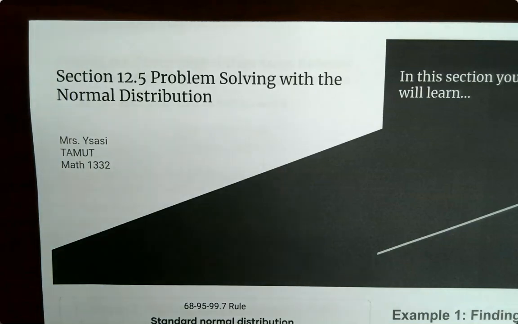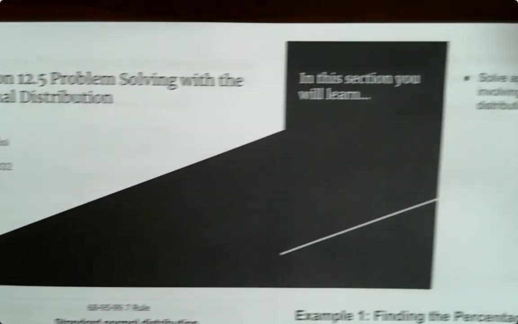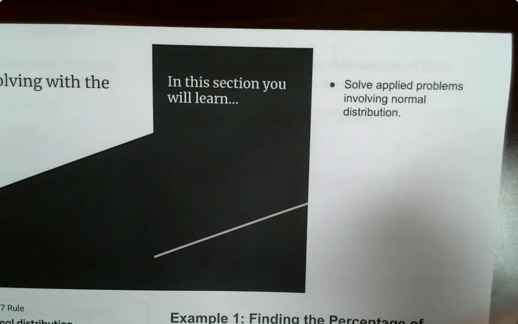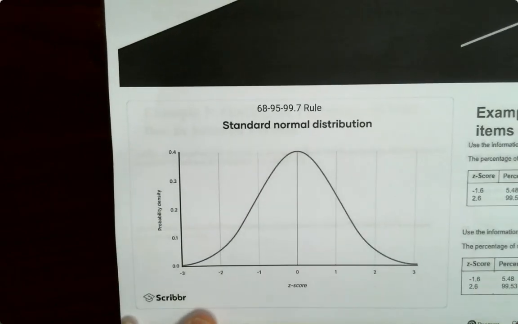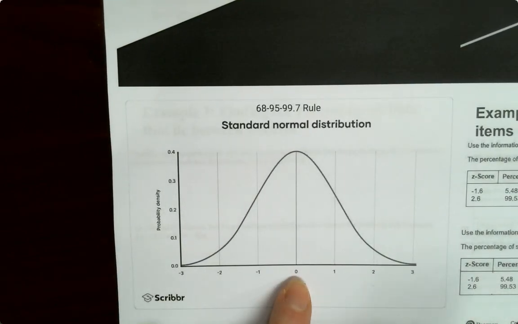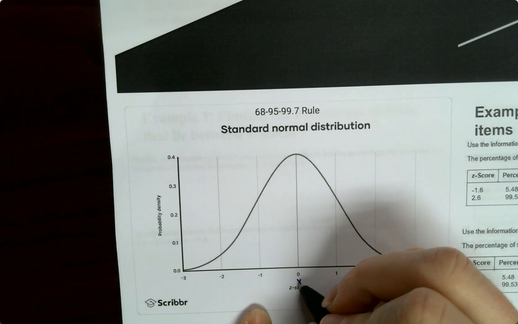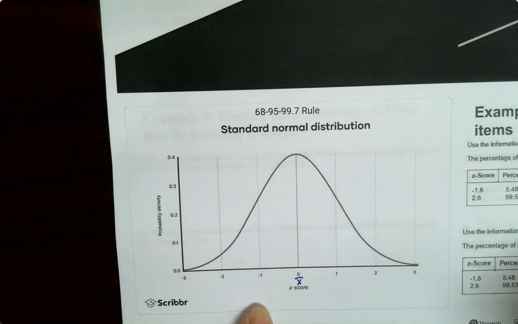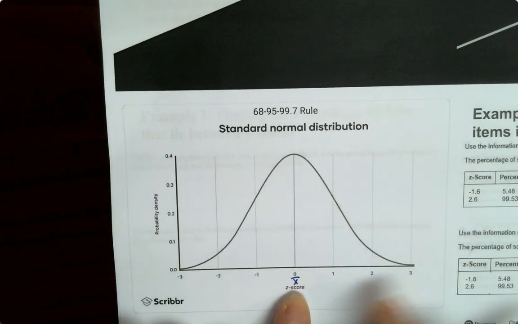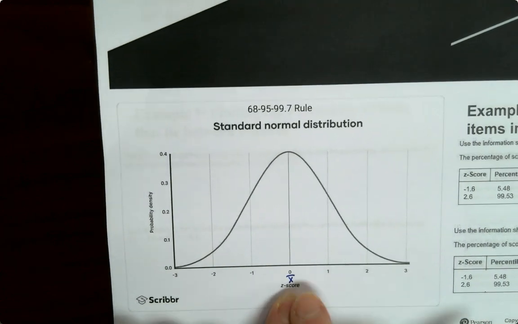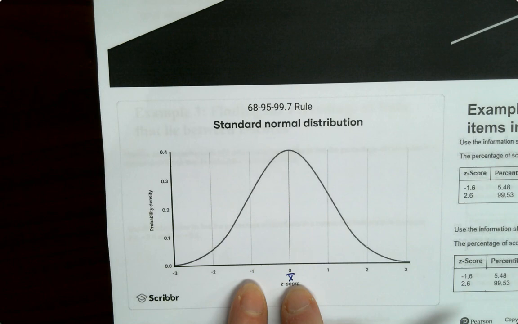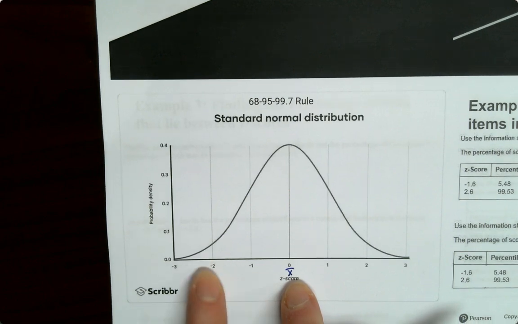Let's look at 12.5, which is problem solving with normal distributions. So we're going to solve problems involving normal distributions. Let's review the standard normal distribution. We have 0, where your mean is right there in the middle. And then if you go above, that's 1 standard deviation above, 2 standard deviations, 3 standard deviations. And then -1, which is below the mean, -2, and -3.